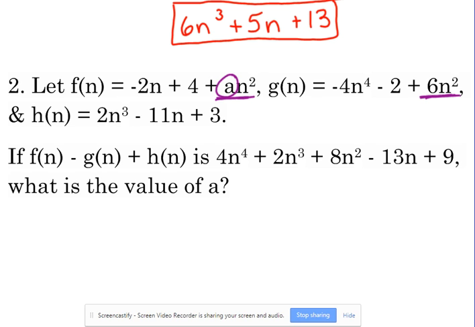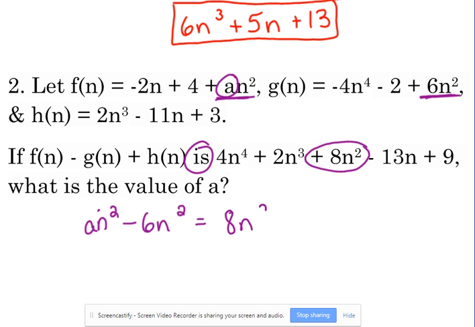H doesn't have an n squared. So let's see what we were doing. We were doing f, so a n squared minus g. So we got to change that sign. Minus 6n squared. We didn't have anything in h, so it's plus 0. You really don't need to write that. Is equals our n squared for the result was 8n squared.